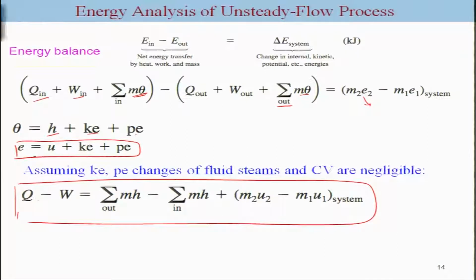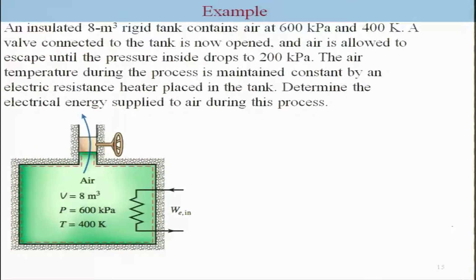Q, where Q is net heat minus W net work out, equals the summation of m h out minus the summation of m h in, which is the contribution due to the changes in the enthalpy from the outlet and inlet, as well as the changes due to the internal energy of the system. Now, the question is how do you apply this? So, we will take up one example, and we will end the lecture with this example.